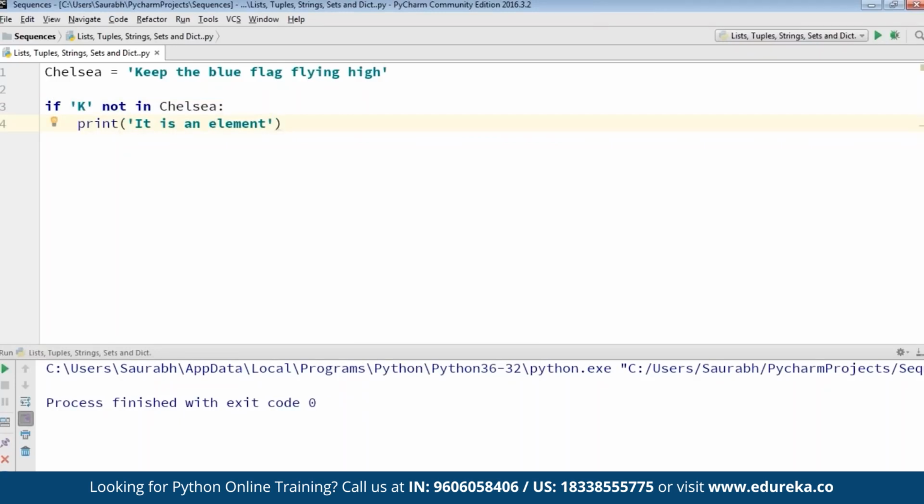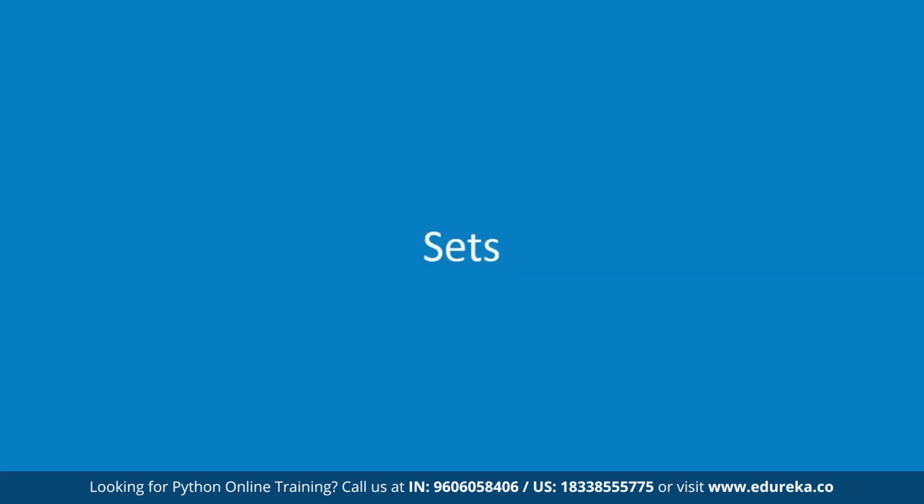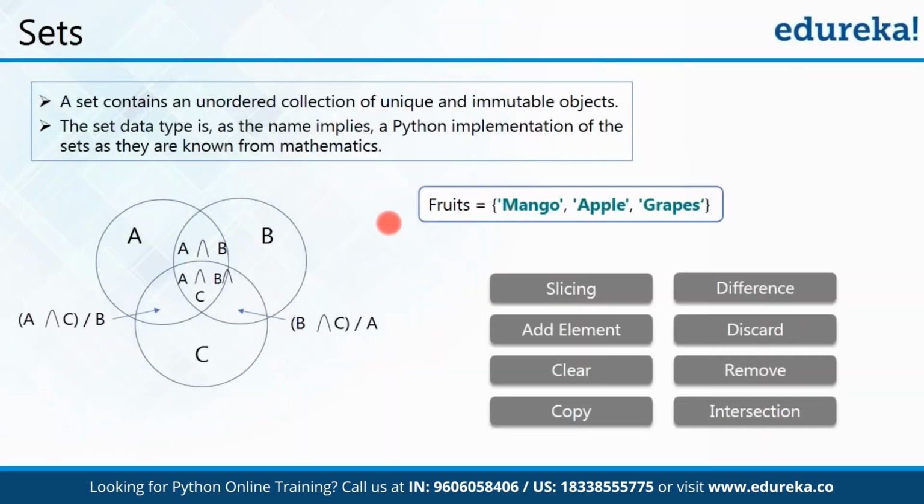Now let me open my slides and we'll continue forward and see what are the other sequences that are there in Python. So what are sets? You can consider a set as a sequence that contains only unique objects. That will have no repeated objects and all of them are immutable. That means you cannot change anything. If you have a particular element inside a set, it will always be there. You cannot update it.